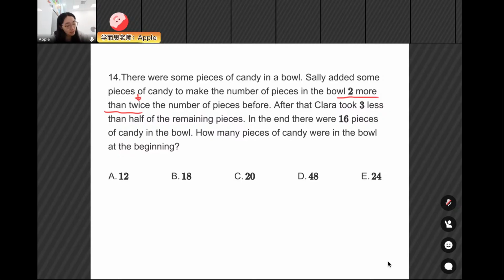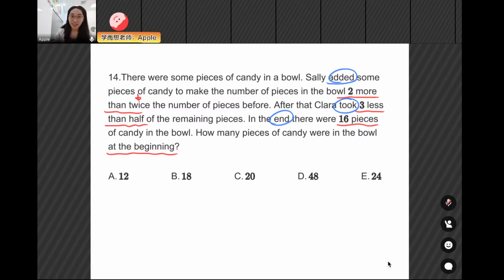And then after that, Clara took 3 less than half of the remaining pieces. Well, everyone, you see, for such a question, apart from these numbers, also pay attention to the 2 words. The first one is about added. The second one is about took. And then in the end, we know that there were 16 pieces. And the question is asking you how many pieces of candy were in the bowl at the beginning.